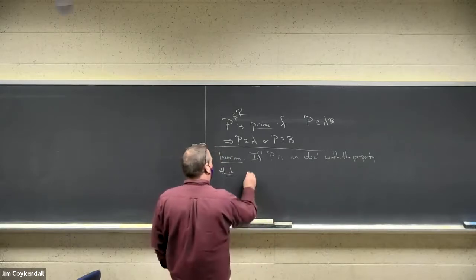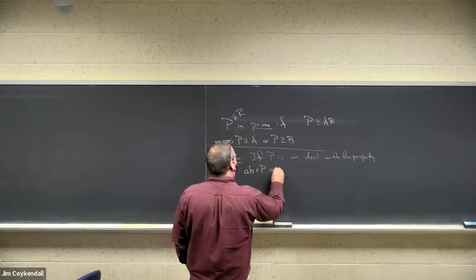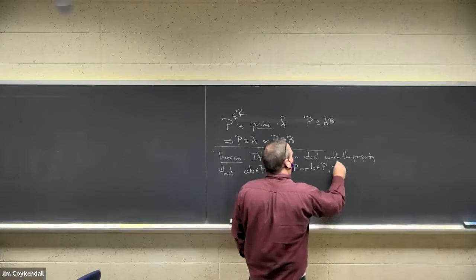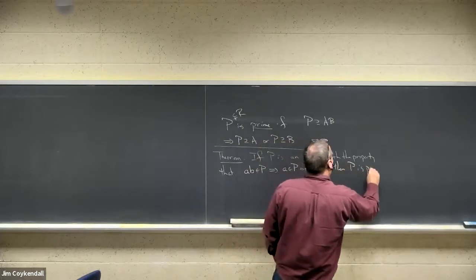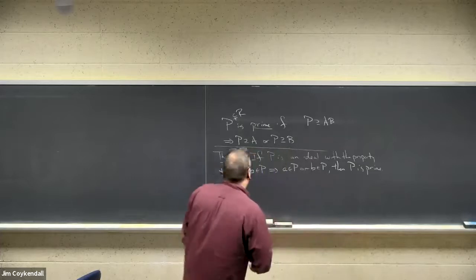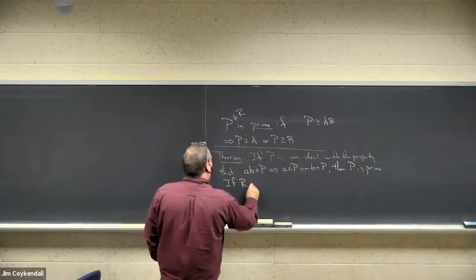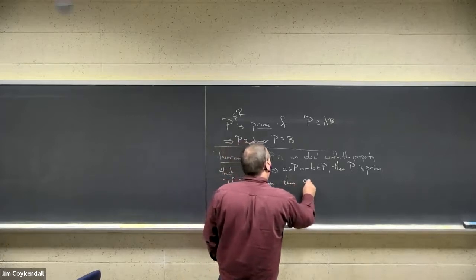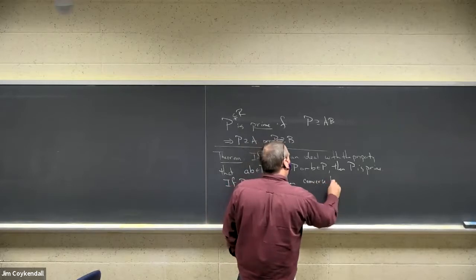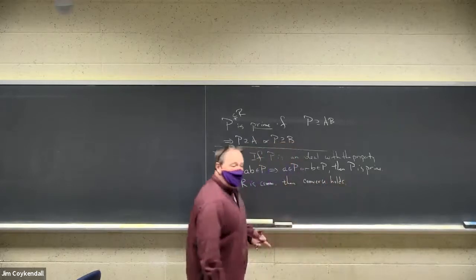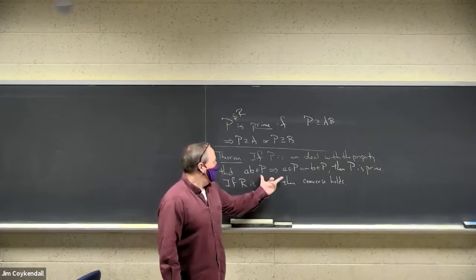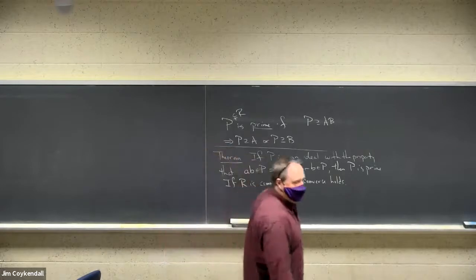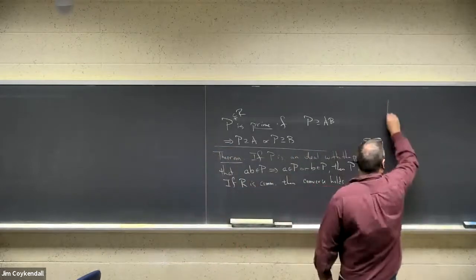With the property that, and R is commutative. That is to say, if you have a commutative ring, then this property here, the product of two elements being in P implies one of the two elements must be in P, is characterized.